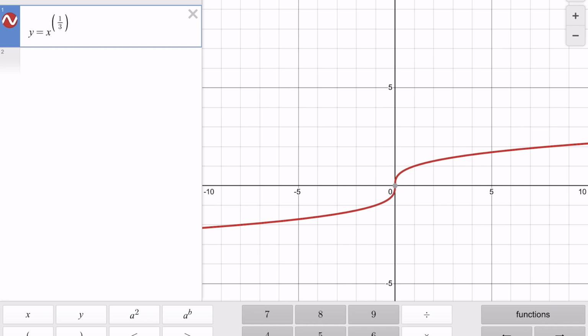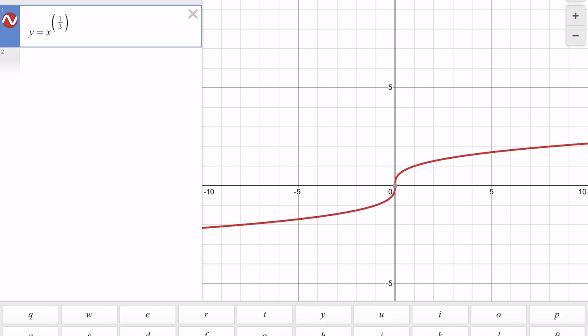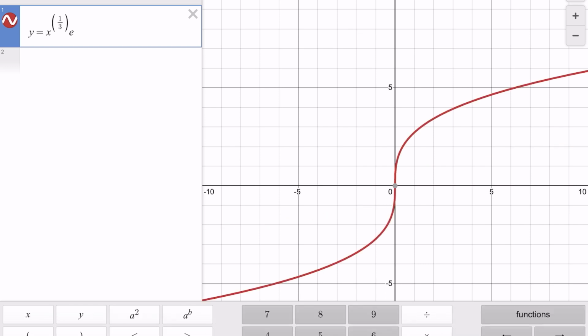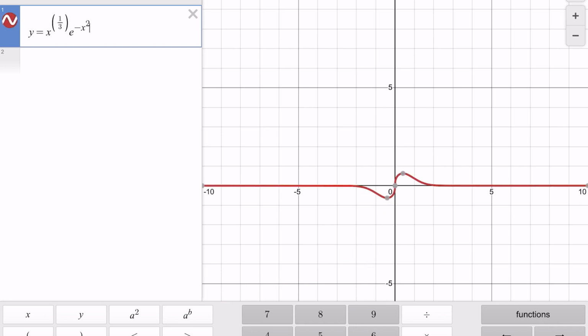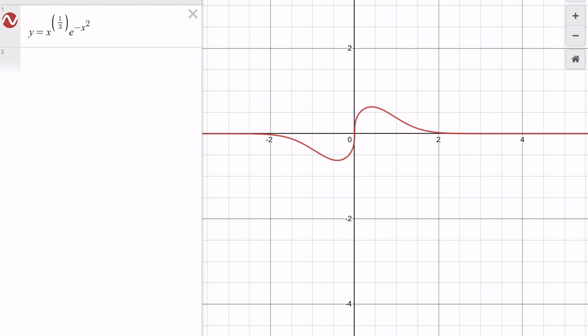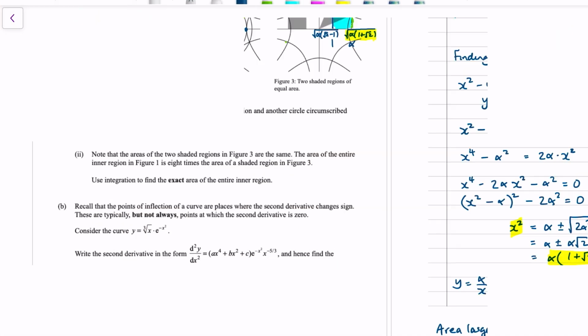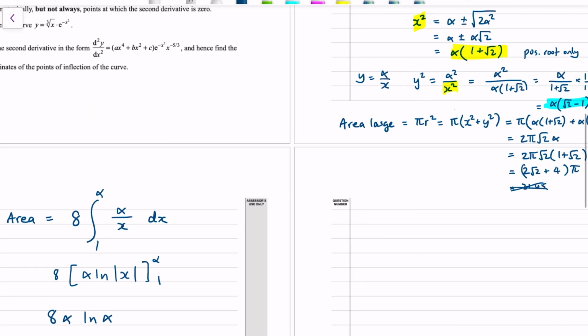And then we've got e to the minus x squared in as well. So e to the power of minus x squared. Alrighty, so we can see that there are 2 points of inflection. One's at about -1, one's at about +1, and then the origin is where it goes from concave up to concave down. So it is a point of inflection, but it's vertical, so its gradient's not defined there. Okay, let's go back to the question. So let's differentiate this thing twice.